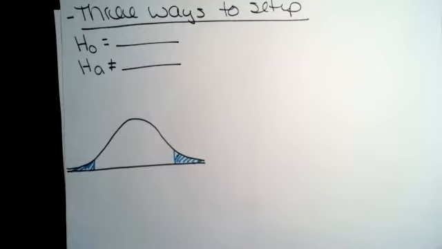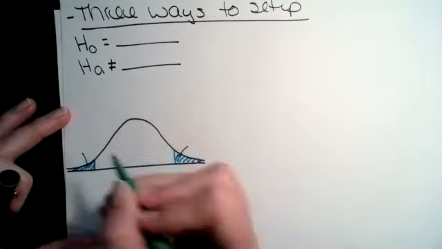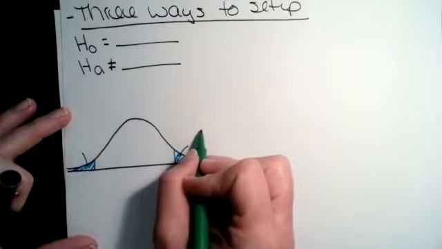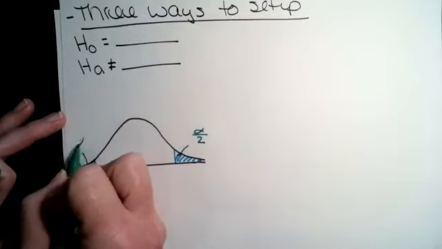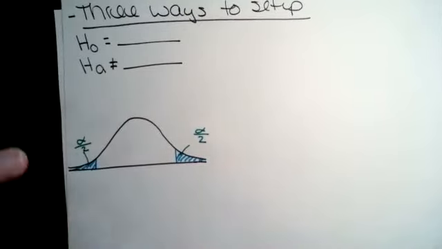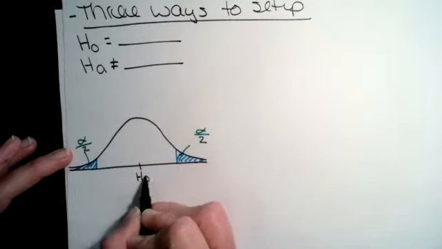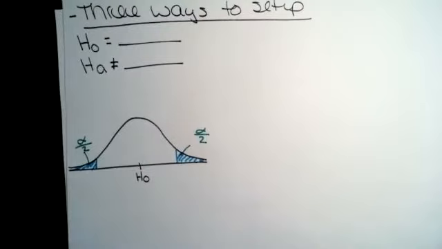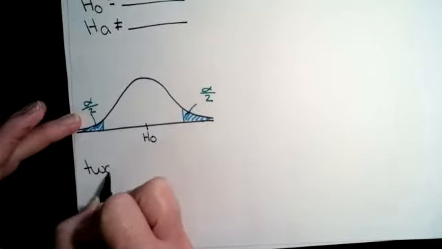Now, alpha is the area in the tails. If I have 2 tails on one curve, it's just like a confidence interval, then it's alpha divided by 2 in each tail. Now remember what I said in the beginning, the center of my curve is my null hypothesis. So this is what we call a two-tailed test.